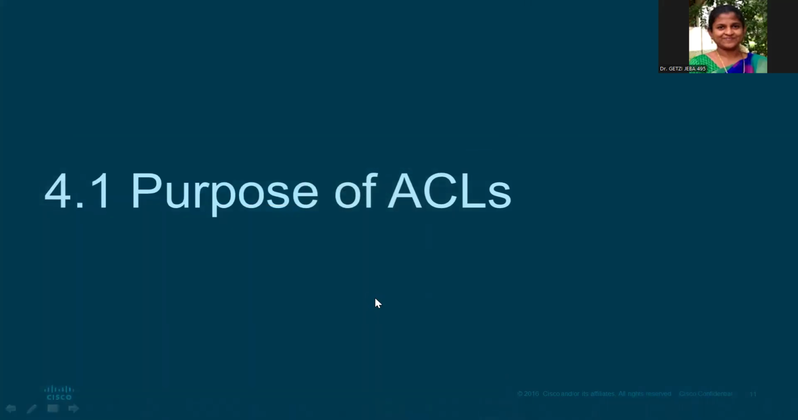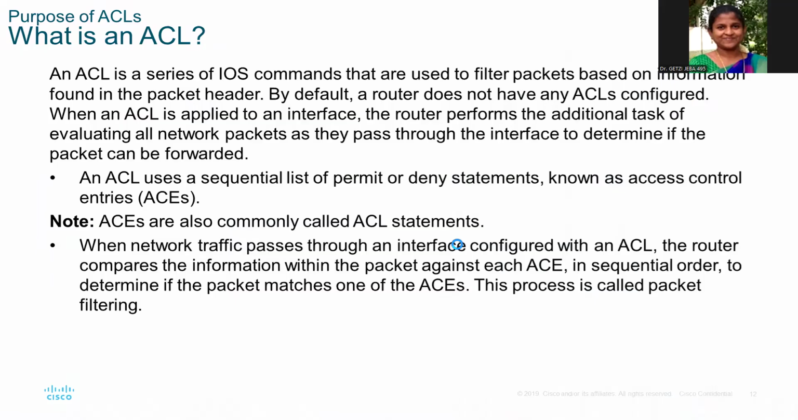So what is the purpose of access control list? We are prohibiting the access to a network for certain packets. In order to prohibit, we are going to give some instructions to the router. We are going to create a list of who can come in and who can go out. So that is called an access control list. ACL, access control list, is a series of IOS commands. We write packet filtering commands, and the packet is filtered based on the information available in the header. So that is called the access control list.